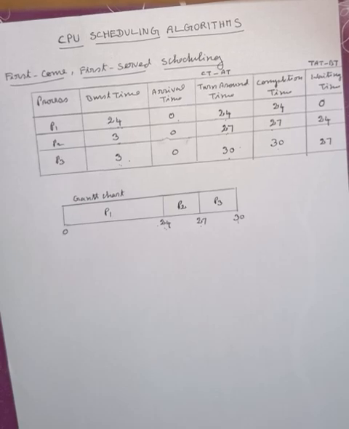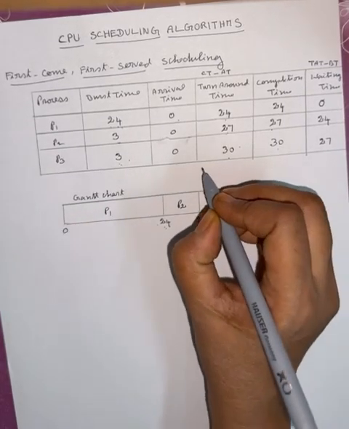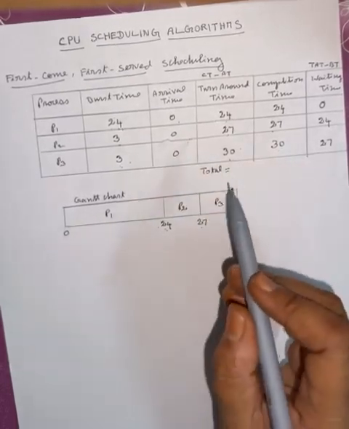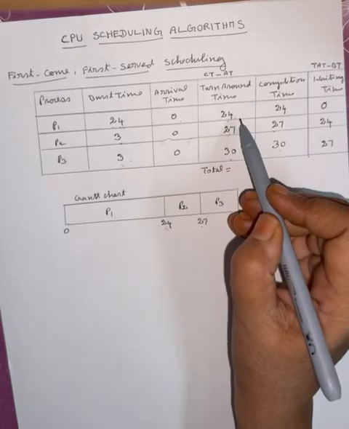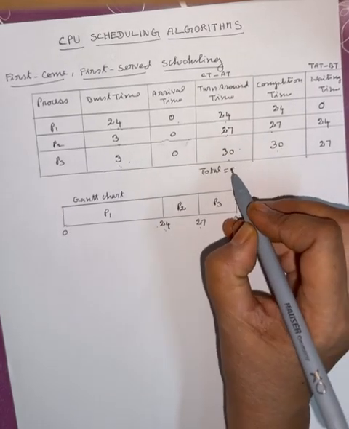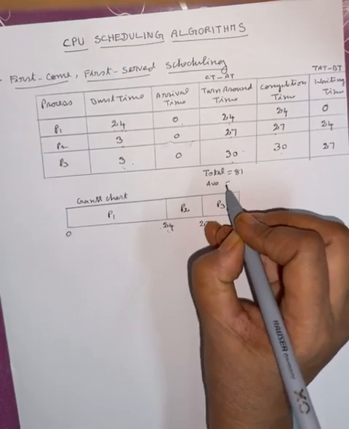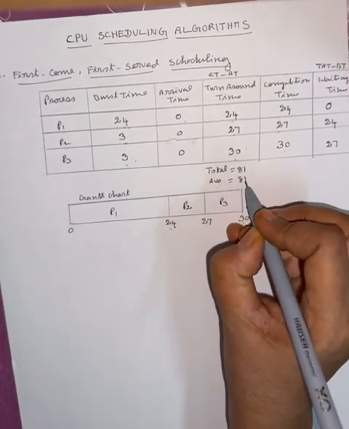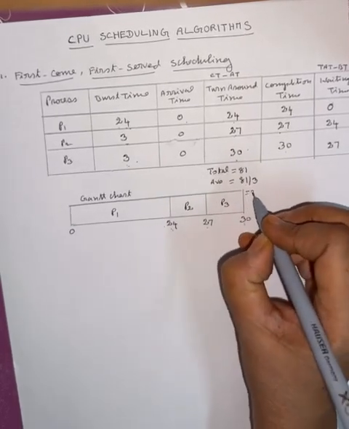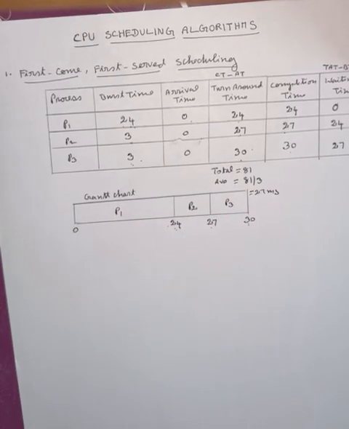Now we are going to calculate average turnaround time and average waiting time. For that, first of all, we calculate the total of all the turnaround times. So 24 plus 27 plus 30 is equal to 81. We need the average turnaround time, so average turnaround time is equal to 81 divided by 3, which is equal to 27 milliseconds. This is the average turnaround time.